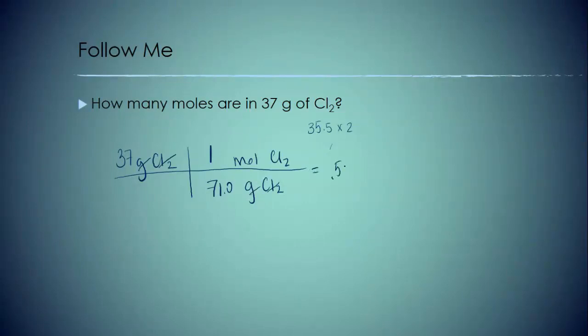So once I put it into my calculator, I get 0.5211 and a bunch more digits. Can I keep all that? Never. Look back at the original number. I can keep the first 2 digits. So that's going to be 0.52 moles of Cl2.